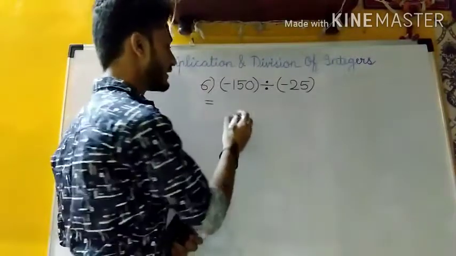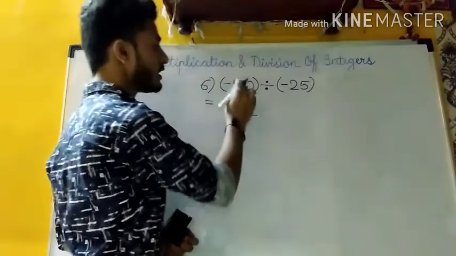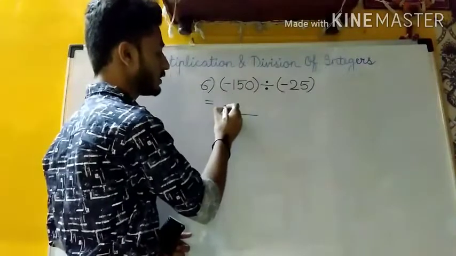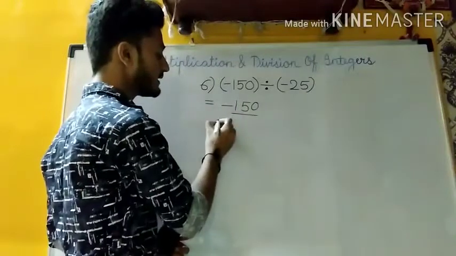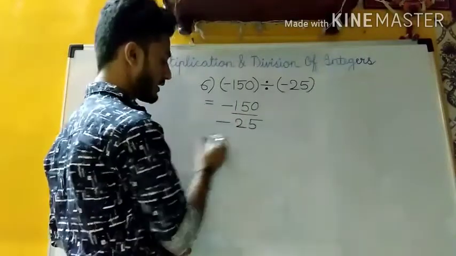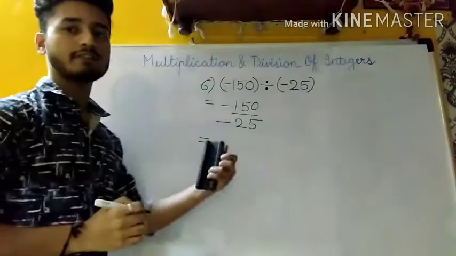Okay, so first I'll write in the form of numerator upon denominator. So the numerator is minus 150 and the denominator is minus 25. Okay, so I'll write it as it is. Now I'll find the prime factors.